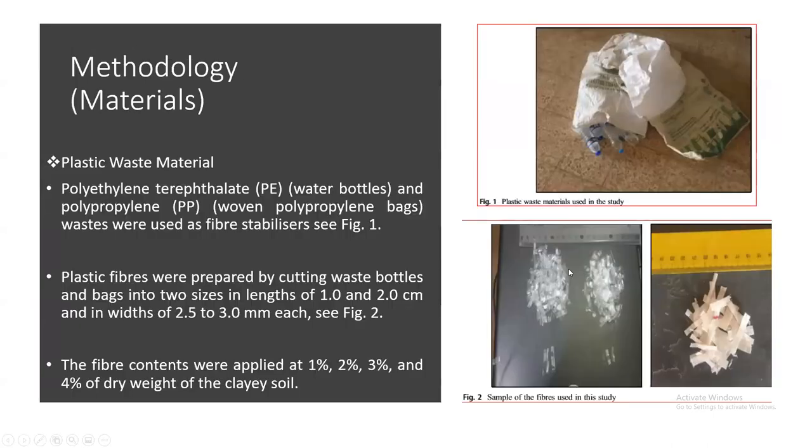For the plastic waste materials, we have PE, which is represented by water bottles, and PP, which is represented by woven bags. Plastic fibers were prepared by cutting waste bottles and bags into two sizes, 1 centimeter and 2 centimeter in length. For both products, we have two different lengths, 1 centimeter and 2 centimeter, with a width of 2.5 to 3 millimeters each.